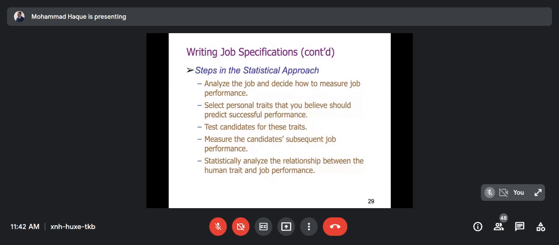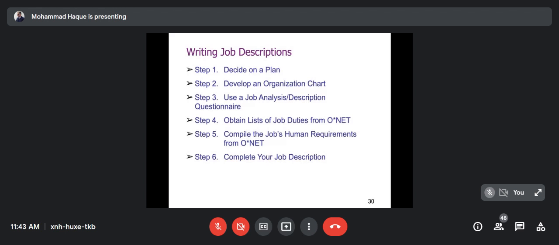We find that for writing a job specification, a statistical approach would be to analyze the job and decide how to measure job performance. It will be selecting personal traits that you believe should predict successful performance, testing candidates for these traits, measuring the candidates' subsequent job performance, and statistically analyzing the relationship between human traits and job performance.